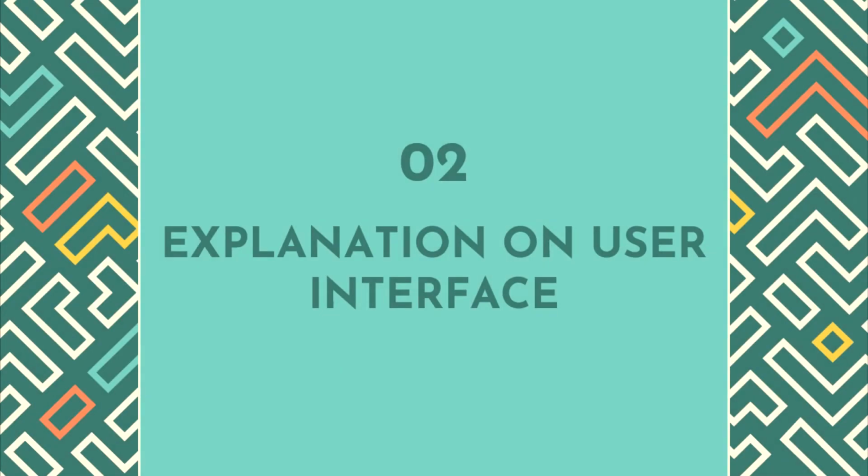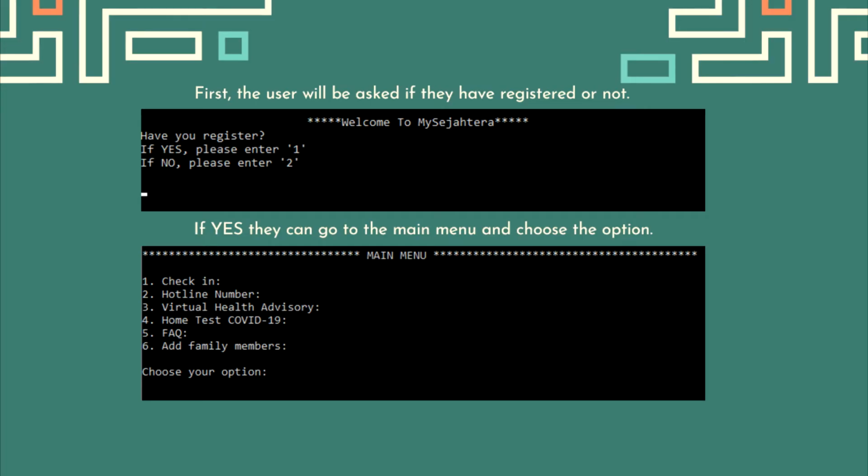Hello and good morning. My name is Soliha Najah and I will be presenting the explanation of the user interface. Once we run the program, the user will be asked if they have registered or not. They need to enter 1 for yes, 2 for no. If yes, they can go to the main menu and choose the option. There are 6 options. They need to choose one.